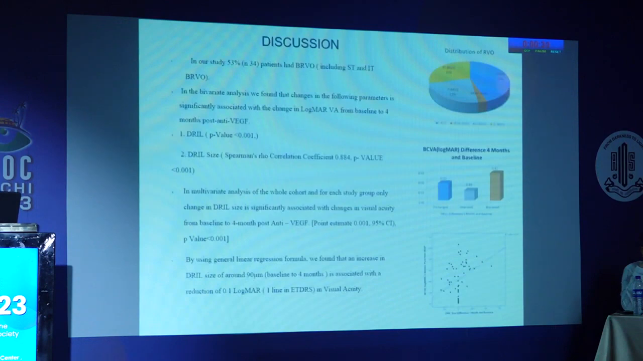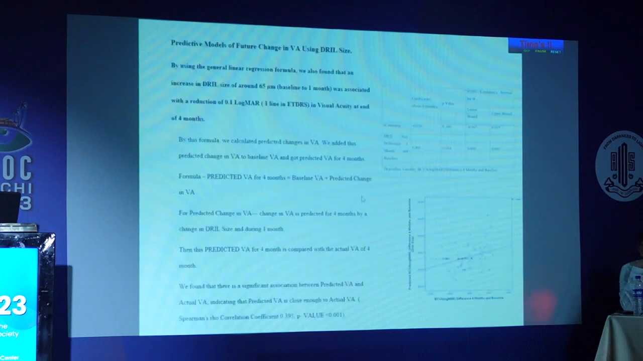Coming to the discussion part, in our study, 53% had BRVO, including ST and IT BRVO. In bivariate analysis, we found that the changes in DRIL and DRIL size were significant after the anti-VEGF injection. In multivariate analysis, for the whole cohort, only change in DRIL size was significantly associated with change in visual acuity from baseline to 4 months post anti-VEGF. By using a general linear regression formula, we found that an increase in DRIL size of around 90 micron is associated with a reduction of 0.1 logMAR in visual acuity.